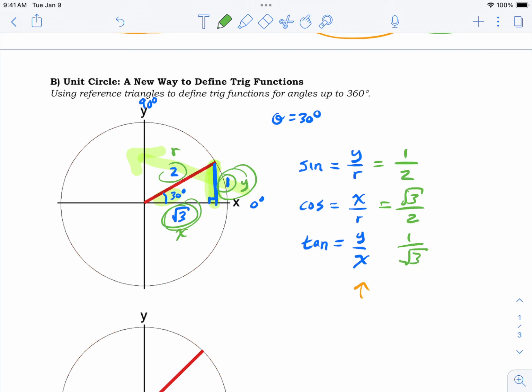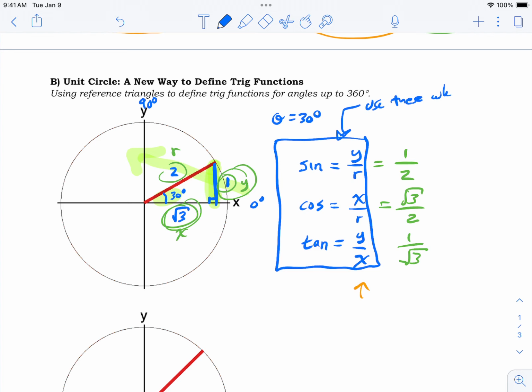So this is front and center right now. Maybe it gets a box or something. Nice big blue box. These are our new definitions for sine, cosine, and tangent. Use these when using a unit circle. I'm not going to say unit circle because mine has a radius of 2. So, when using circles, let's put it that way, to define trig functions, use these: y over r, x over r, y over x, if you're going around a circle to define your trig function.